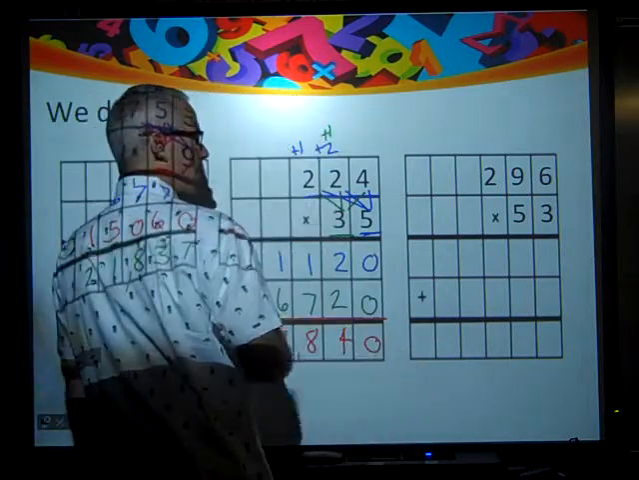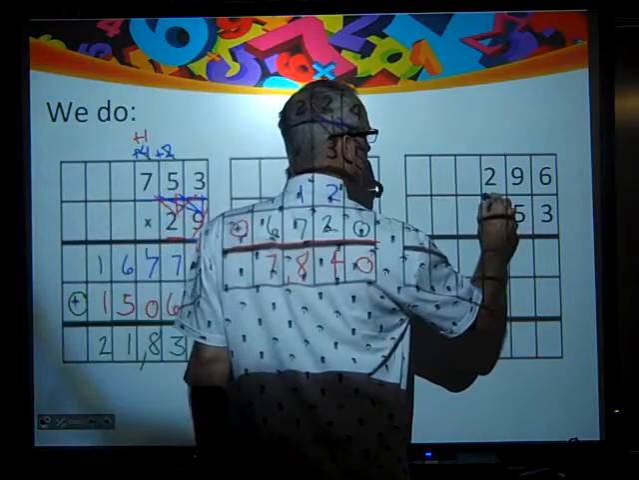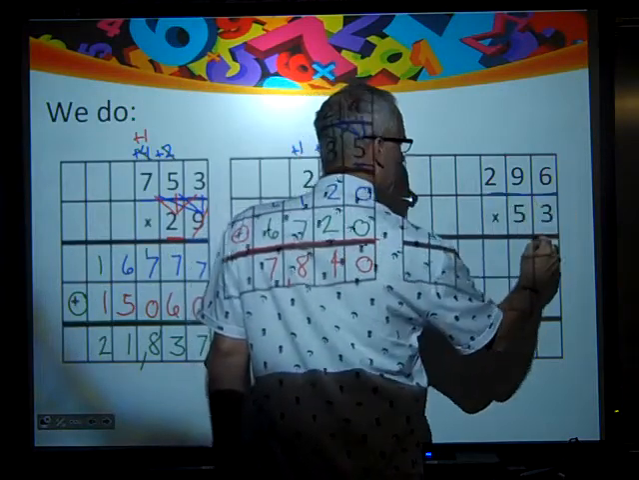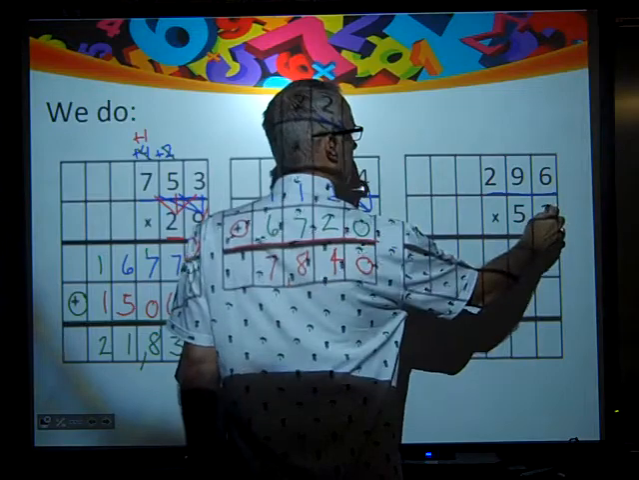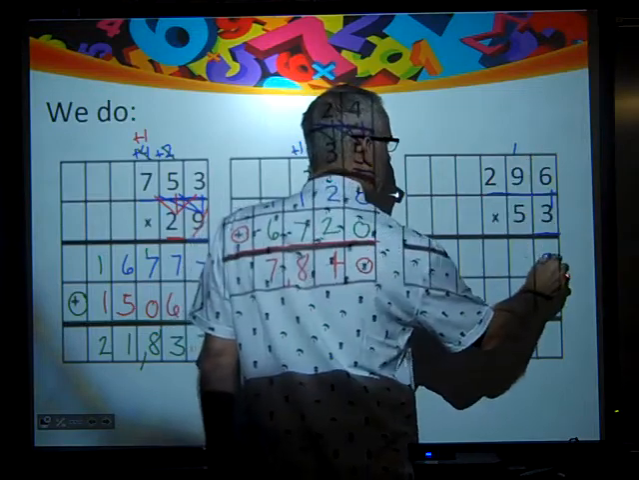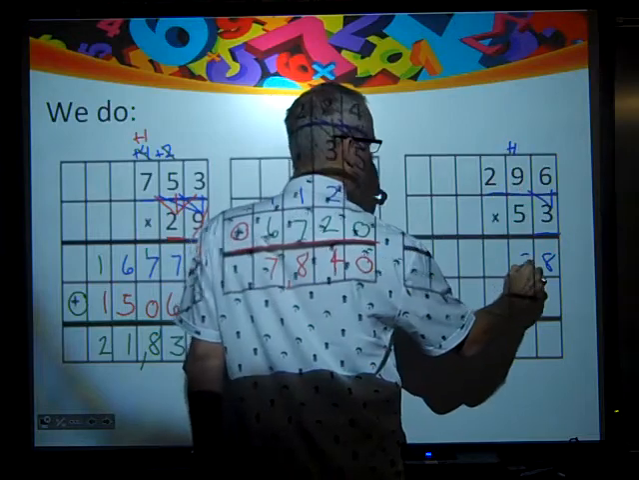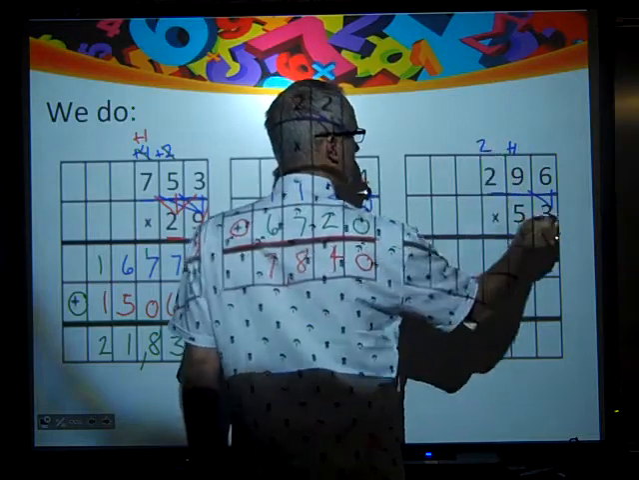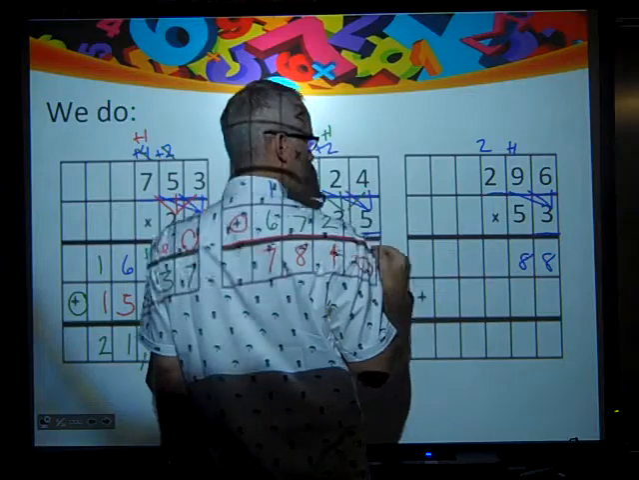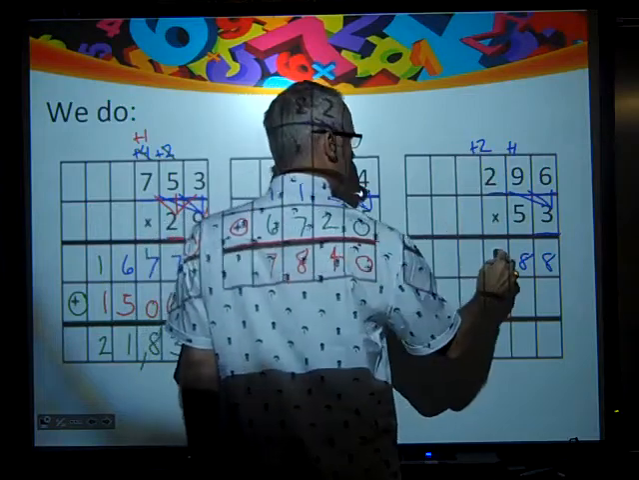Okay, last one, we'll do it together, I'm sorry. We say multiply everything on top, 296, times the number in the ones place. So 3 times 6 is 18. 3 times 9 is 27 plus 1. That's right, 28. Carry the 2. 3 times 2 is, that's right, 6 plus 2 is 8.